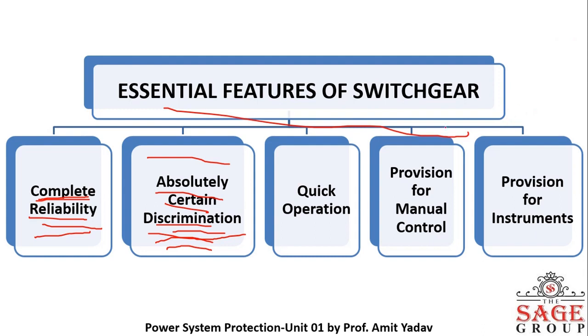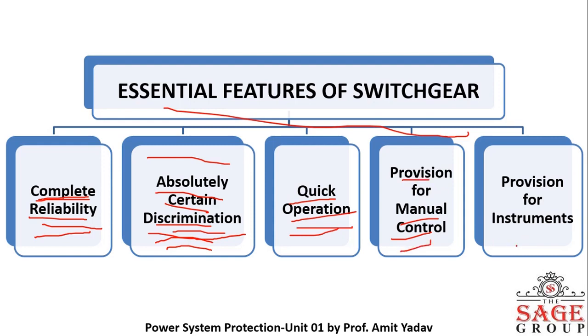Now the next is quick operation. You can easily understand why we need this feature. A fault occurs within a nanosecond, so for detecting and removing the fault, we also have to trip our switchgears within nanoseconds or microseconds. That's why this feature is very important. The fourth one is provision for manual control. Due to some mal-operation, sometimes switchgears cannot work automatically. In that case, we must have some option to operate them manually.